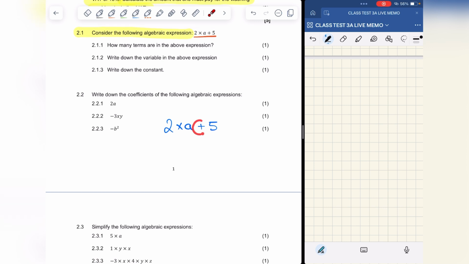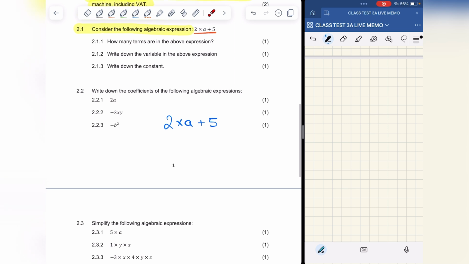So there's one plus here, so that plus separates 2 times a from 5. In other words, we've got one term here and the second term there. So how many terms are in the above expression? There is only 2.